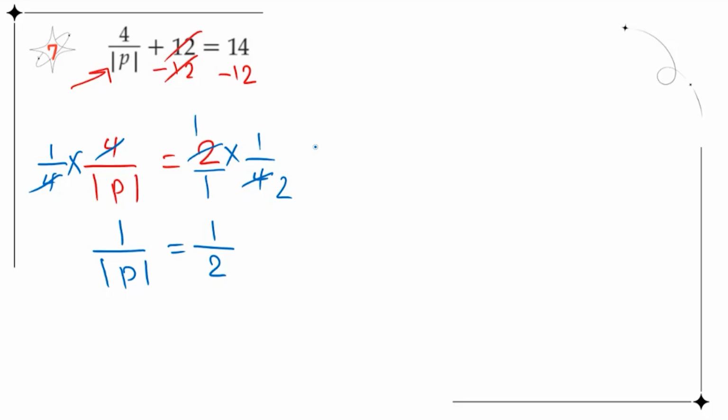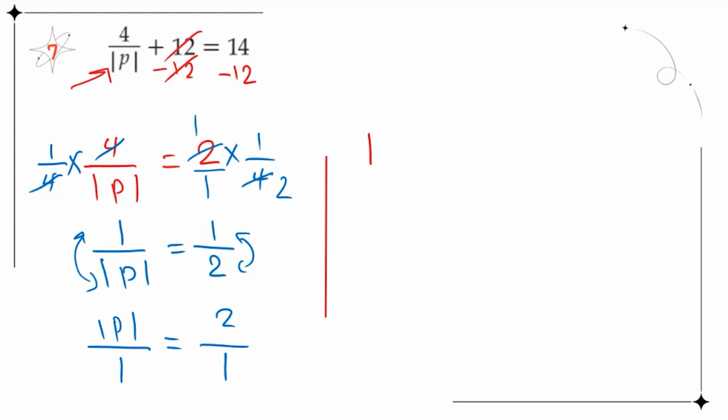We can flip both, or we can set up equal up, down equal down, okay? But flip both. Absolute p over 1 equals 2 over 1. Now we have here absolute p equals 2. In this case, we'll have two solutions. p equals 2 and another solution will be p equals negative 2.